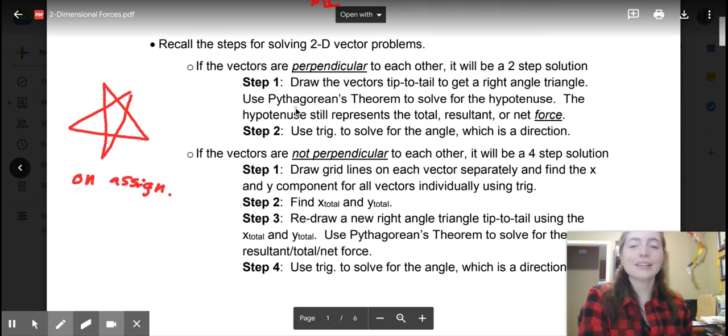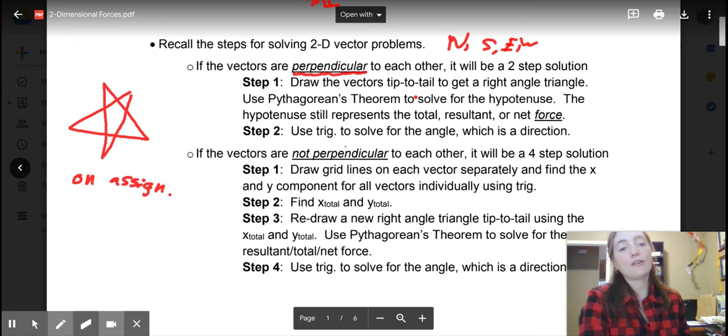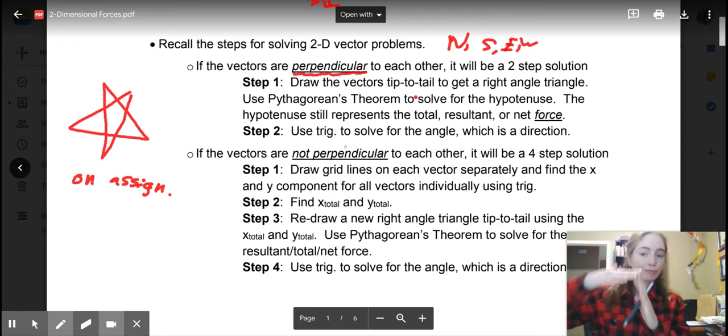Okay, so ladies and gentlemen, if your vectors are perpendicular to each other, that would mean you are going to have vectors like north, south, east, and west. You are going to have 2 vectors that are on those axes. If you have north and east, or south and west, they're going to be completely perpendicular. You follow those steps then.